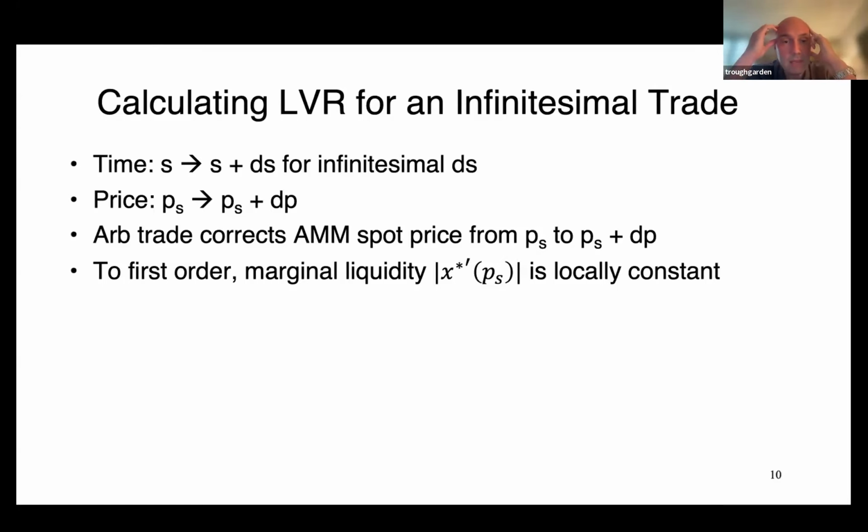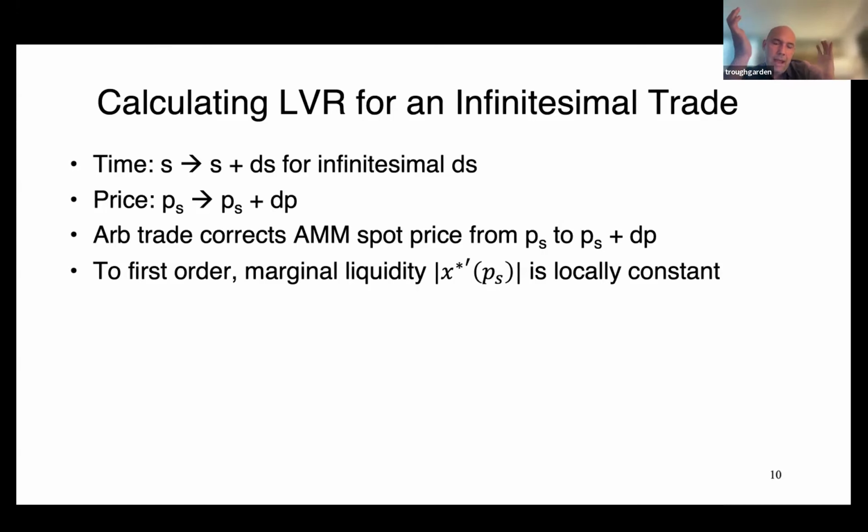They can now do a trade on the AMM, and they can correct the spot price from the now stale price of PS to the newly current price of PS plus dP. And I want to understand what is going to be the LVR that we suffer on account of this infinitesimal arb trade. To understand the cost, we need to understand both the quantity of the trade, how much gets traded, and exactly how stale the price was. That corresponds to the product of the AI and the PI minus QI. We need to understand both of those two terms.